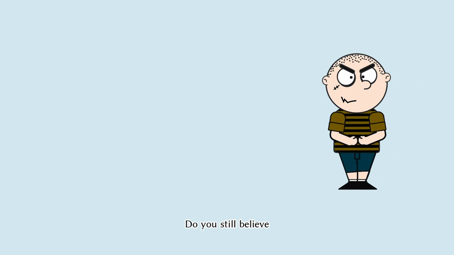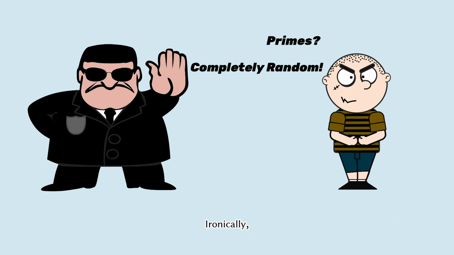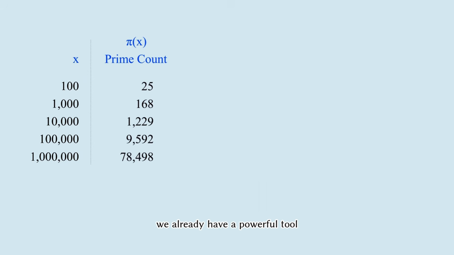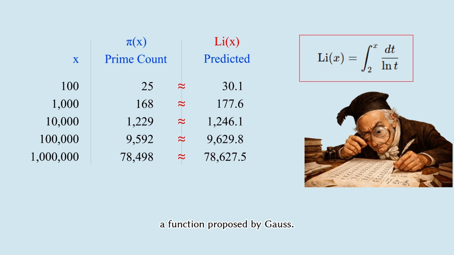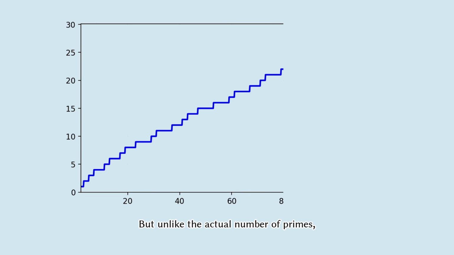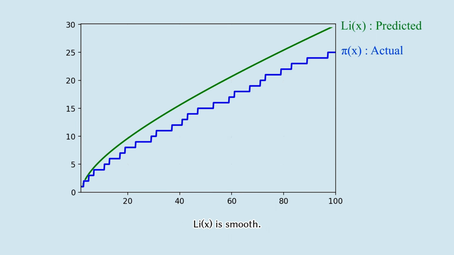Do you still believe primes are completely random? Ironically, we already have a powerful tool that predicts the number of primes with surprising accuracy. It is Li(x), a function proposed by Gauss. But unlike the actual number of primes, Li(x) is smooth, so the gap between them grows and shrinks. It wriggles almost like a wave.